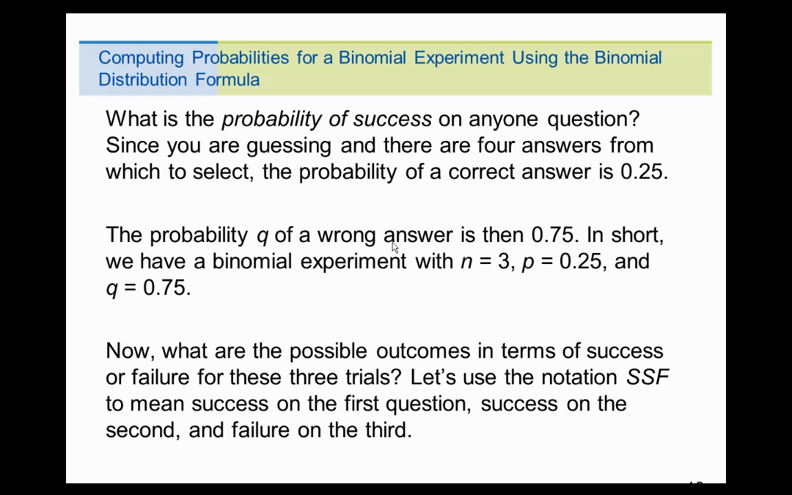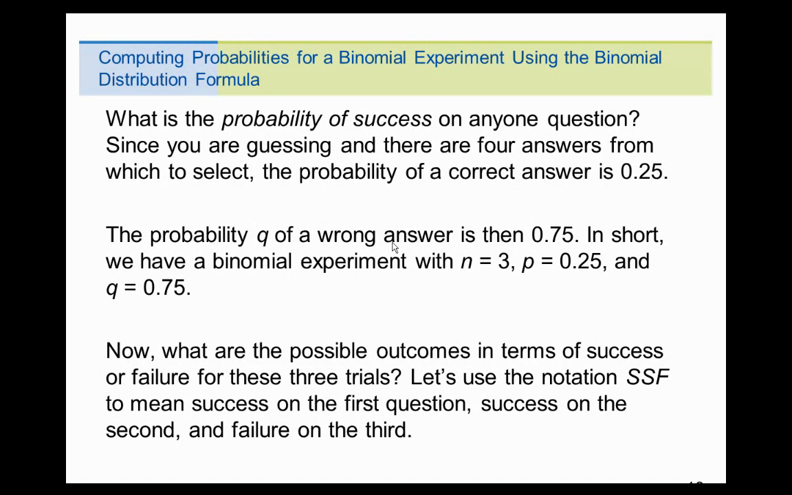What's the probability of a success on any one question? Well, there are 4 answers, A, B, C, D. Only one of them is right, so the probability of a success is 0.25. Therefore, the probability you get it wrong is 3 chances out of 4, 0.75.